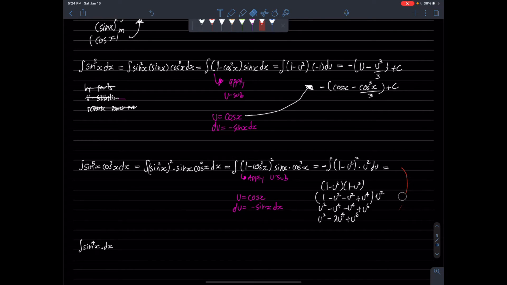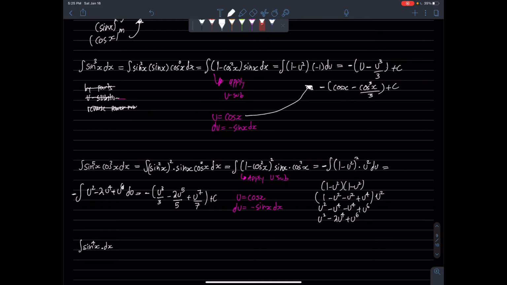Actually, no, I'm going to continue it over here. So now you've got the integral of u squared minus 2u to the 4 plus u to the 6 du. Don't forget the negative sign. Now we can easily integrate this. So it's going to be negative bracket u cubed over 3 minus 2u to the 5 over 5 plus u to the 7 over 7 plus c, right?